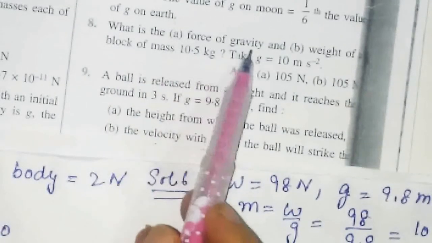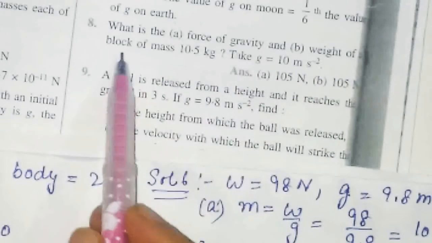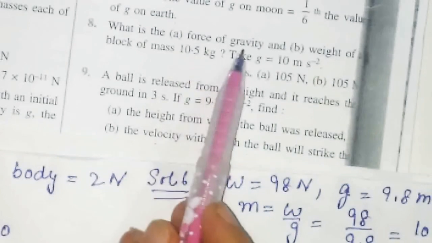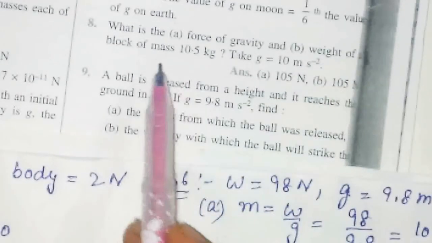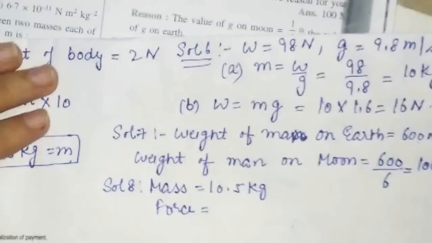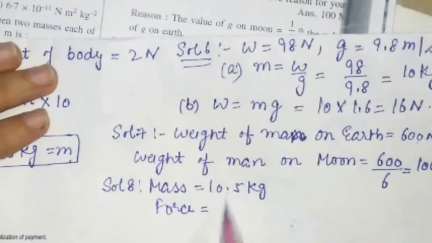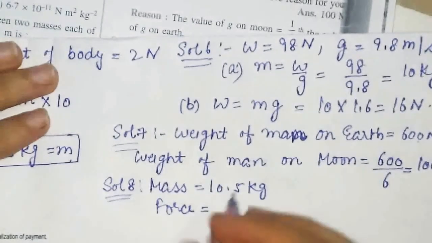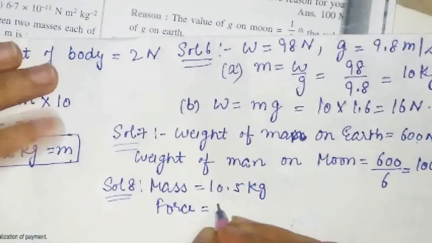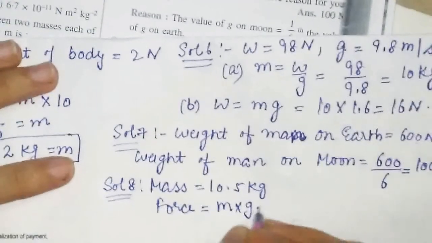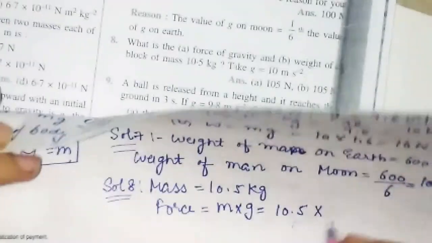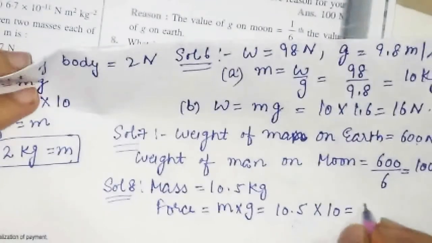What is the force of gravity? And second part, weight of block of mass 10.5 kilogram. First of all, we have to calculate force of gravity and then weight of block. So the solution is, mass is given 10.5 kilogram and the force we have to calculate. The formula is force is mass into gravity. Here mass is 10.5 into gravity is given 10. So it becomes 105 Newton.